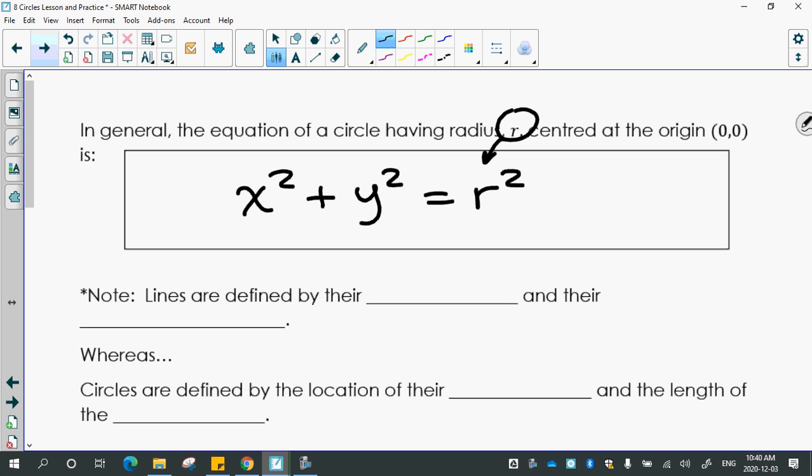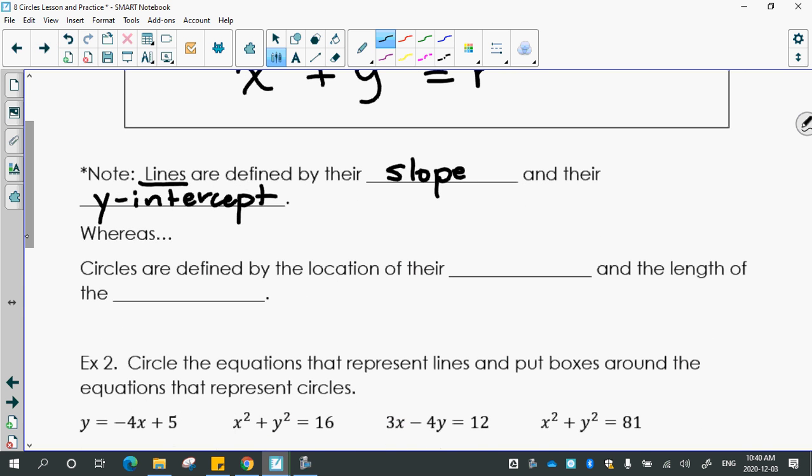So note, lines are defined by their slope. So these are lines. Lines are defined by their slope and their y-intercept. Whereas circles are defined by the location of their center. You're at origin. Use center, because origin means 0, 0. And the length of the radius.